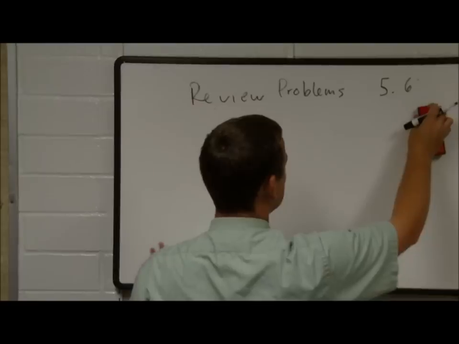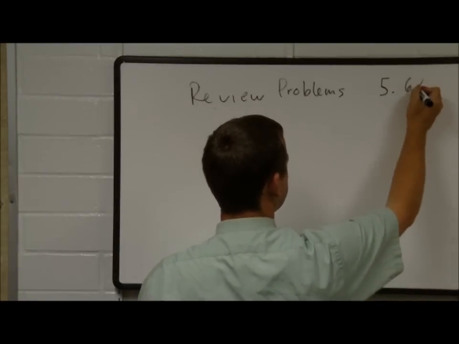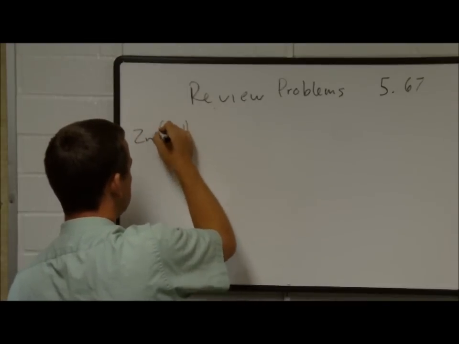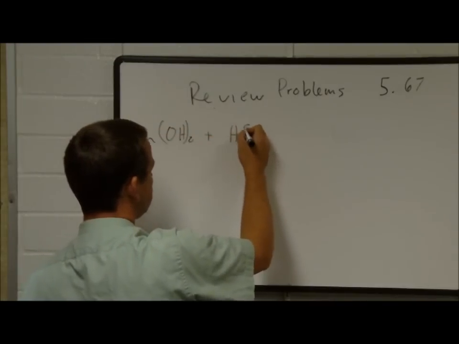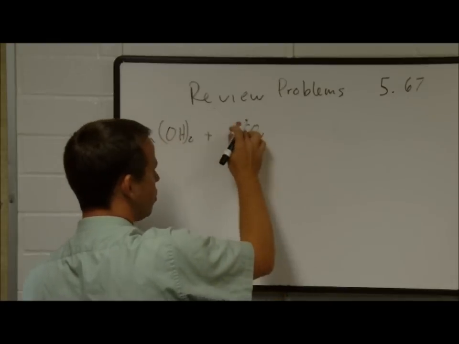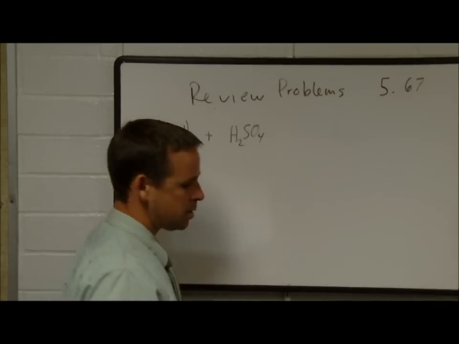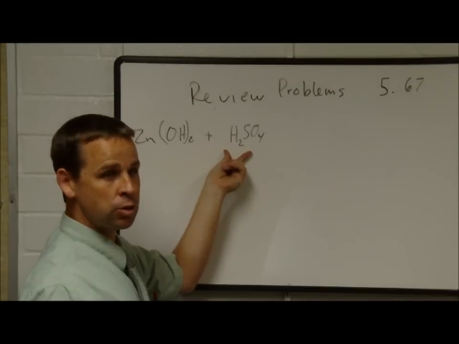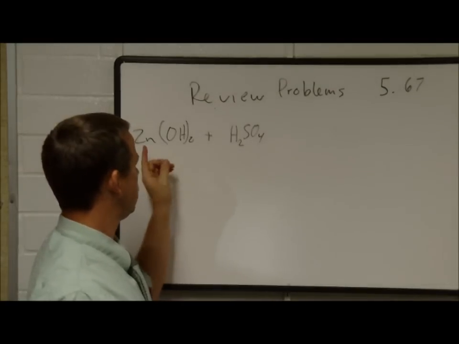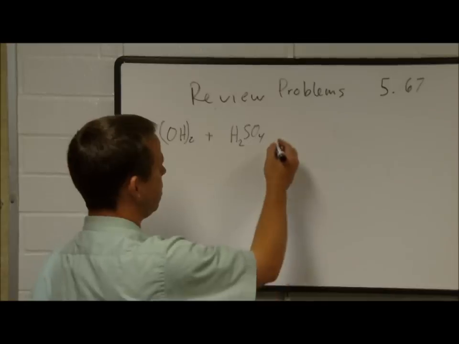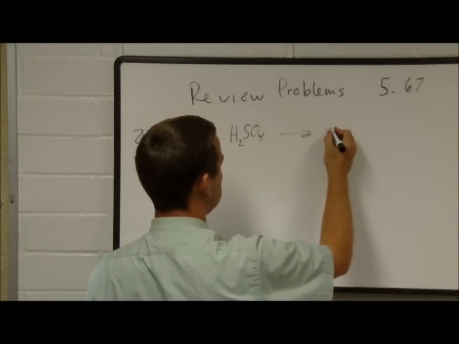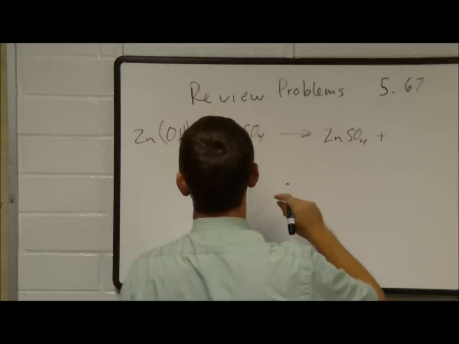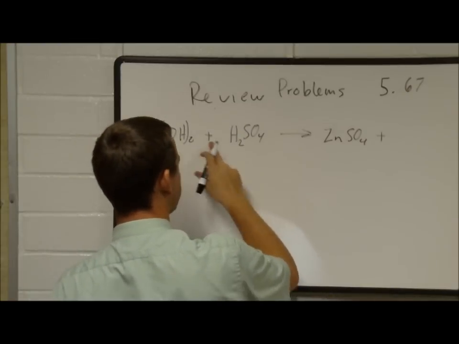567C. Zinc hydroxide, Zn(OH)2, plus H2SO4. So this is the sulfate ion, naming acids, ate ion goes to ic, sulfuric acid. So zinc hydroxide plus sulfuric acid. And the products of this reaction are going to be zinc sulfate, ZnSO4, and water.